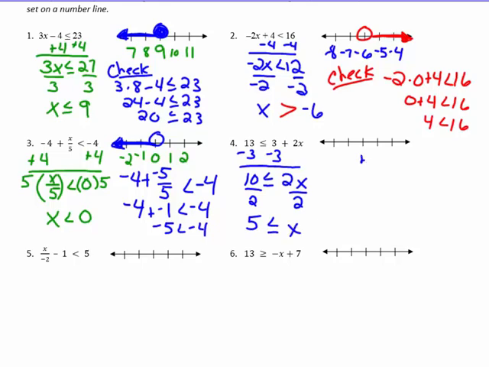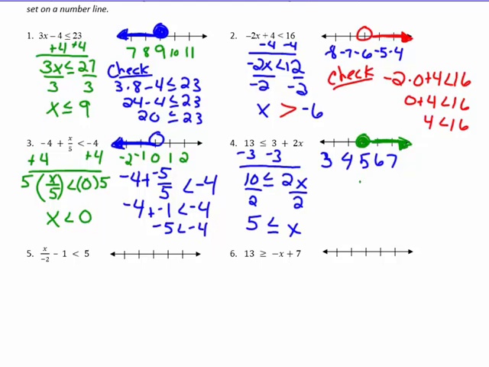So on my number line, we have 5, 6, 7, 3, 4. This time my circle is going to be a closed circle because it has the line. And 5 has to be less than what x is, which means x has to be greater.